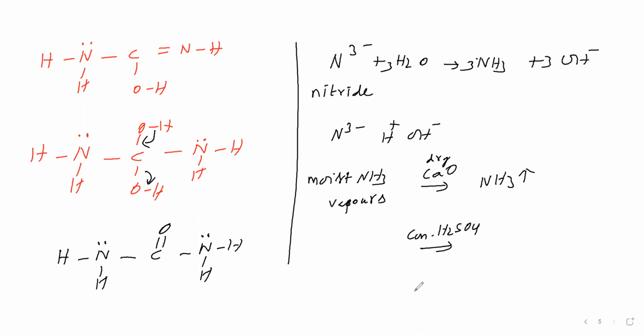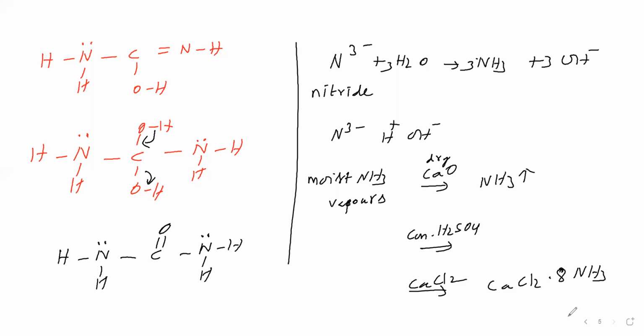Then can we use anhydrous calcium chloride to dry moist ammonia? No. Why? Because calcium chloride makes an addition compound with ammonia. Calcium chloride cannot be used for drying ammonia because it reacts with ammonia to give an addition compound like this, CaCl2.8NH3.